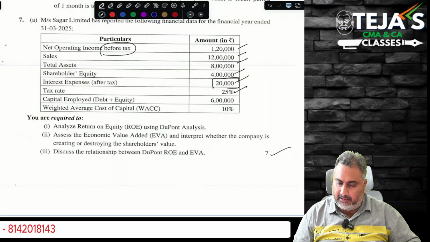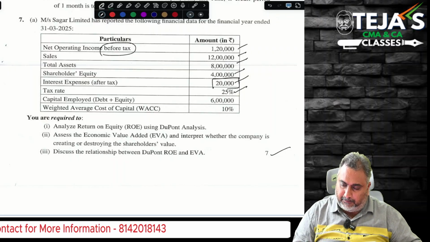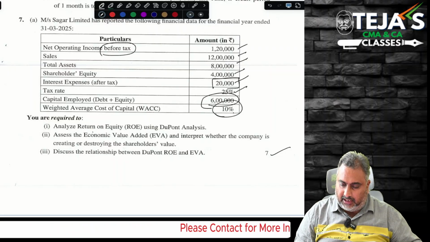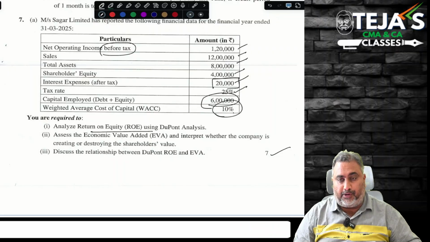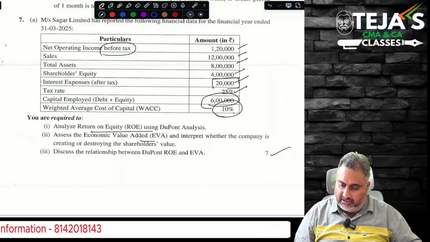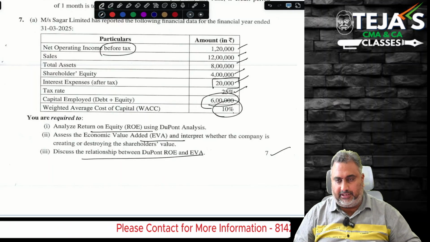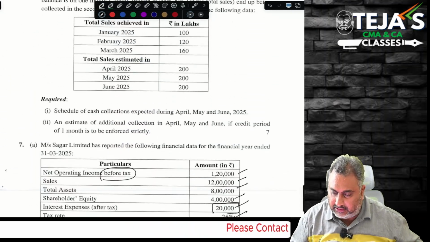Once you get the NOPAT, then you are able to find out what is your capital employed also given, and your weighted average cost of capital also given. So they are asking what is the return on equity using DuPont analysis, and what is the EVA also, and discuss the relationship between both the things they are asking. Easy to answer this question.